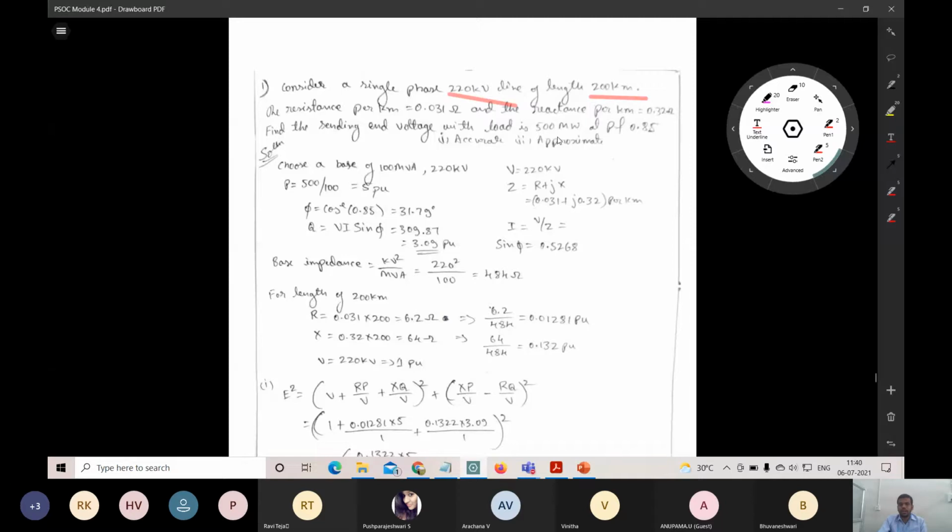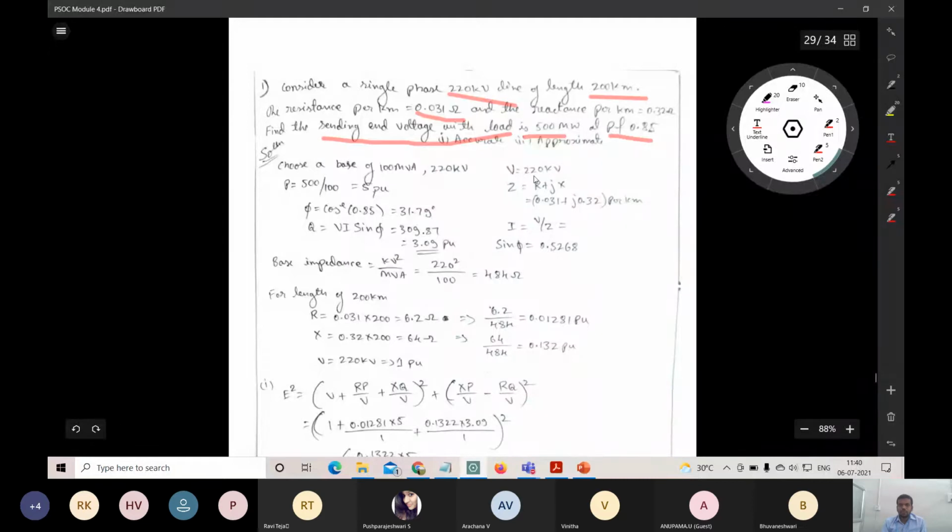Transmission line 200 km, and the resistance per kilometer is 0.031 ohms, and the reactance per kilometer is 0.32 ohms. R plus jX gives you the impedance. Find the sending end voltage with load. Here we need to find Vs with the load of 500 megawatt with power factor 0.85.